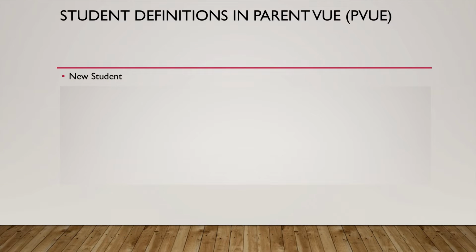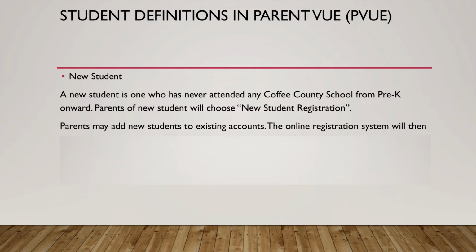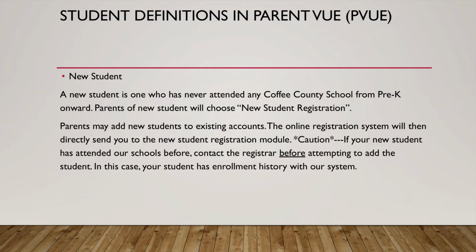Student definitions in Parent View. A new student is one who has never attended Coffee County Schools from pre-K onward. Parents of the new student will choose new student registration. Now, parents may add new students to existing accounts. The online registration system will then directly send you to the new student registration module.